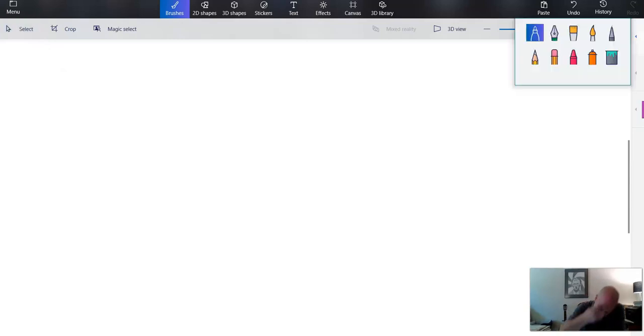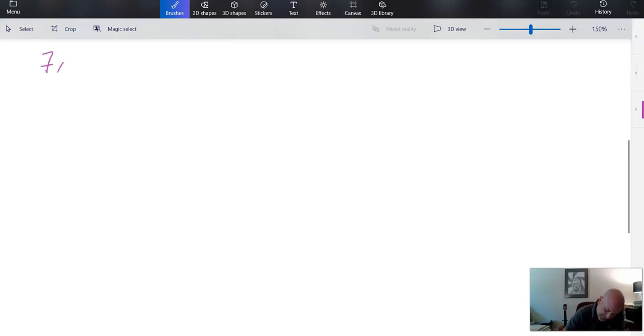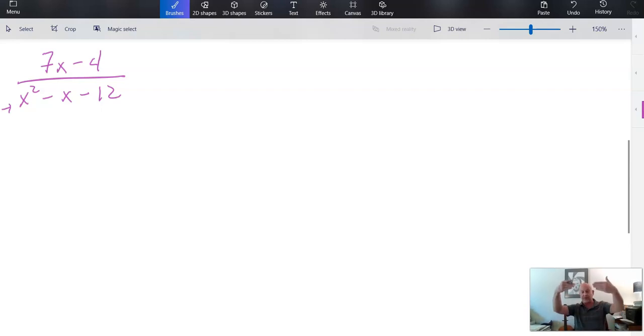There we go. Okay, so the problem is this: 7x minus 4 over x squared minus x minus 12. Now you notice the big difference in here is that this denominator is not factored, right? So the first step you're going to want to do is to factor that denominator to figure out what your two denominators have to be, right?